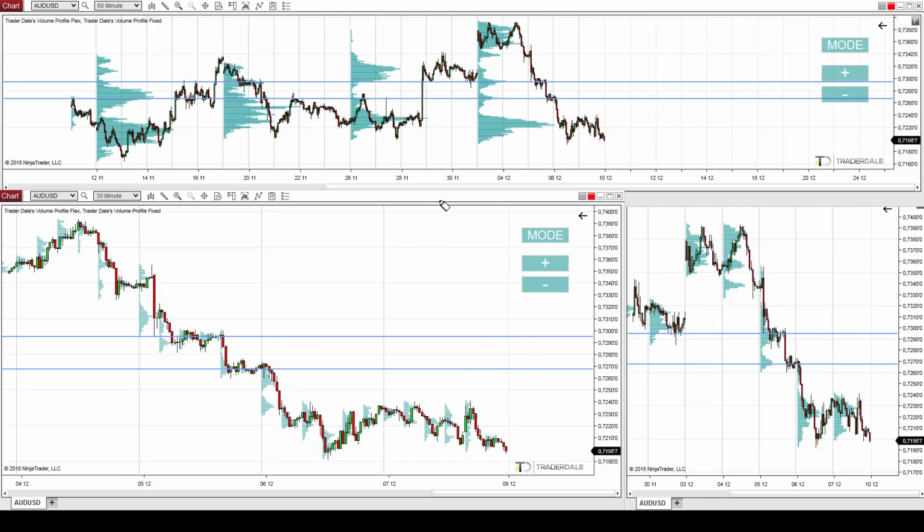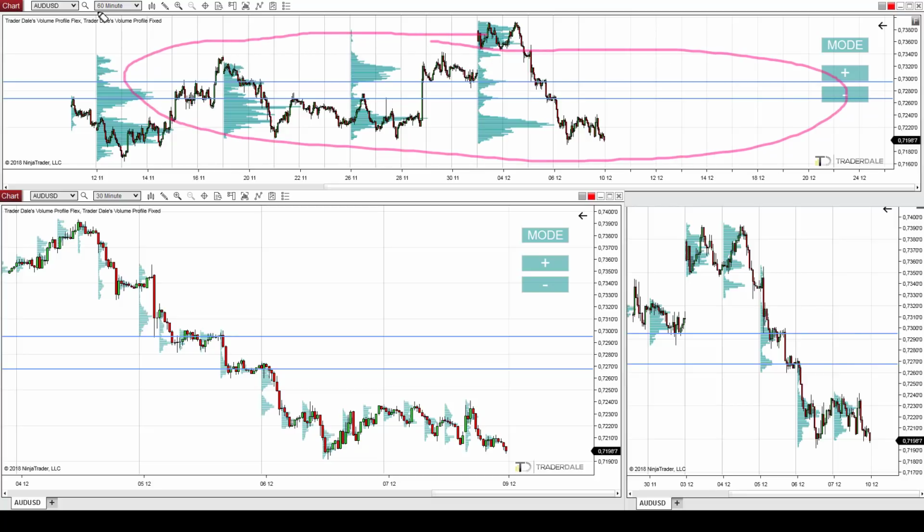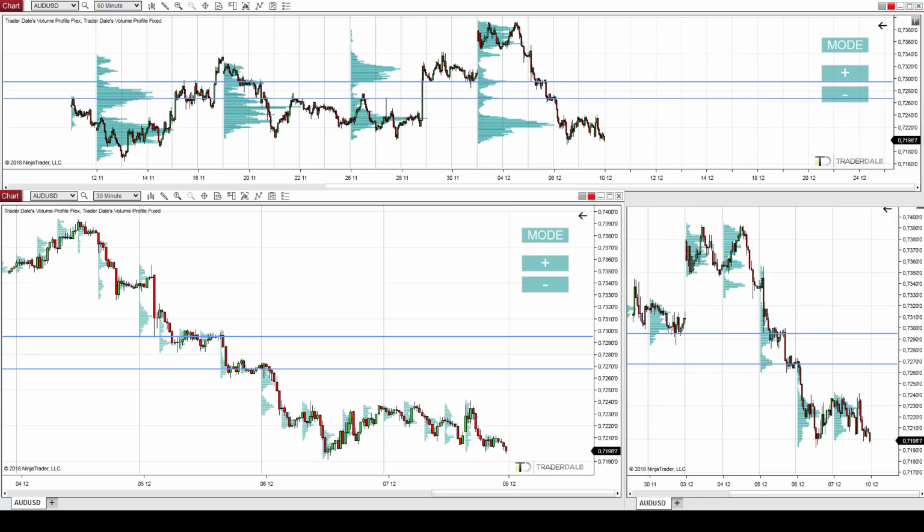What you see is three charts of the Australian dollar US dollar. The first chart is a 60-minute chart, and it shows weekly profiles. This is the profile for this whole week, and this one, and this one. Those are fixed weekly profiles. Then this screen shows daily profiles on a 30-minute chart.